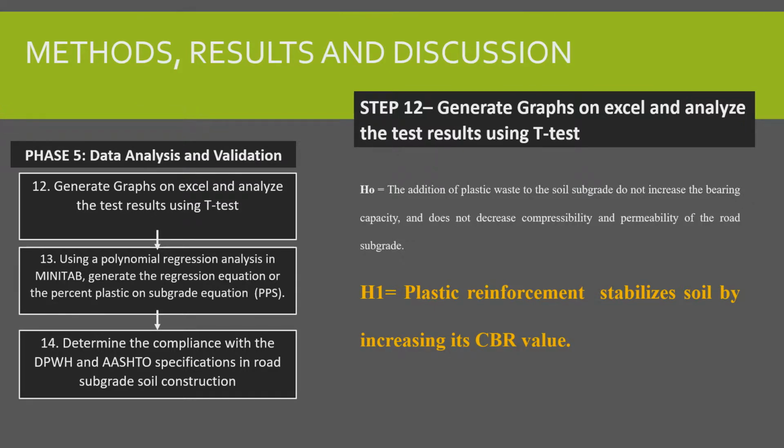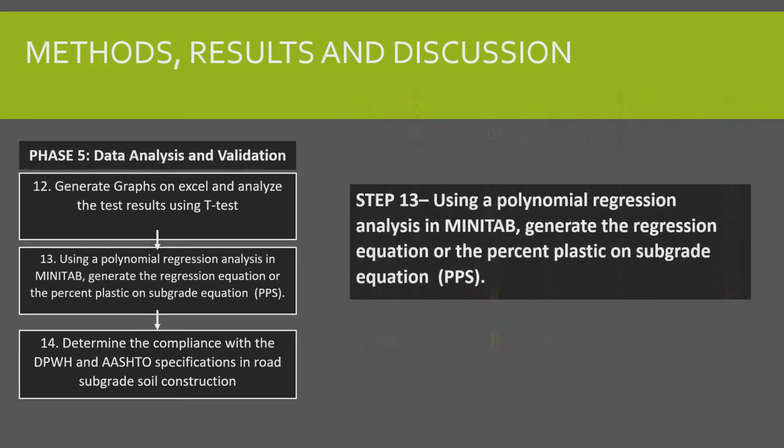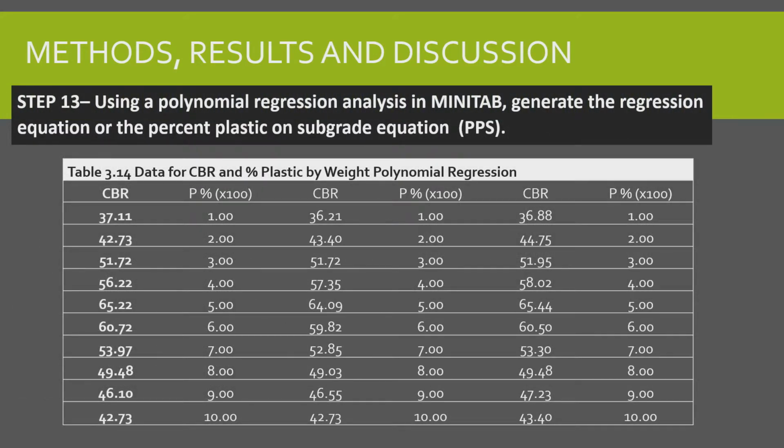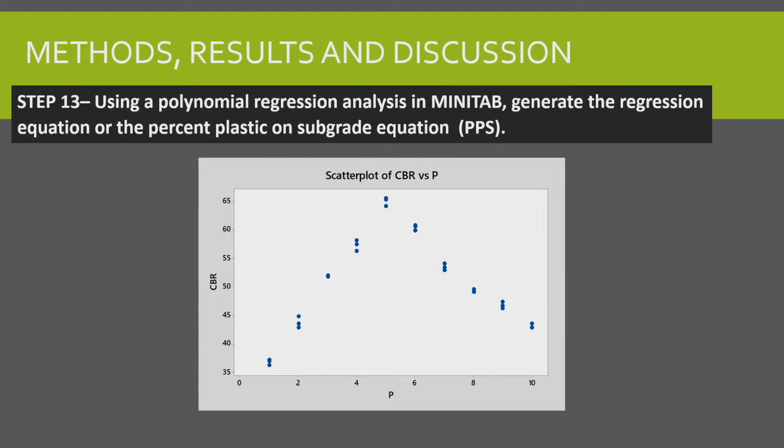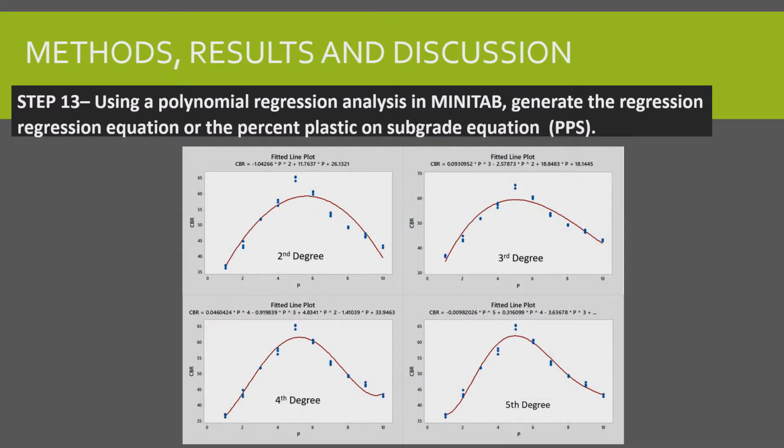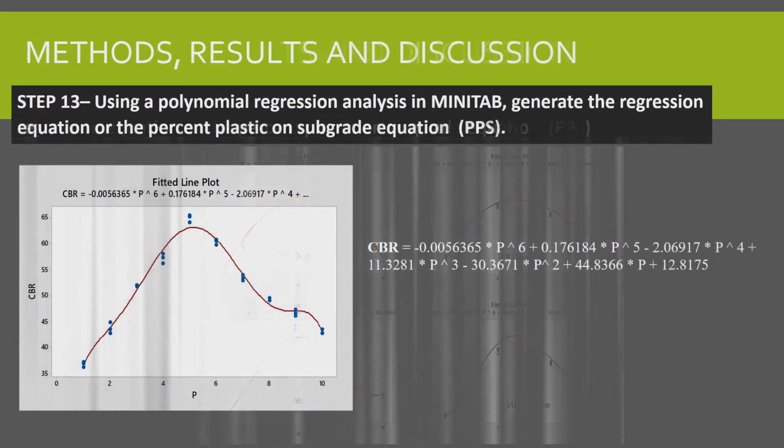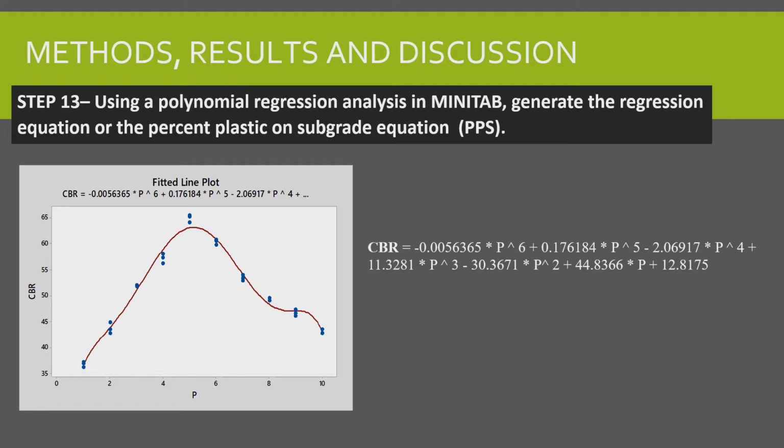The second stage in Phase 5 is to perform a polynomial regression analysis in Minitab to generate the regression equation, or the percent plastic on subgrade equation. Table 3.14 shows the CBR values with their corresponding amount of plastic on road subgrade soil. In polynomial regression, it is very necessary to identify the best fitting curve in the graph. And based on the Minitab analysis, the best fitting curve is found at the 6th degree curve, having the equation as seen on the screen.